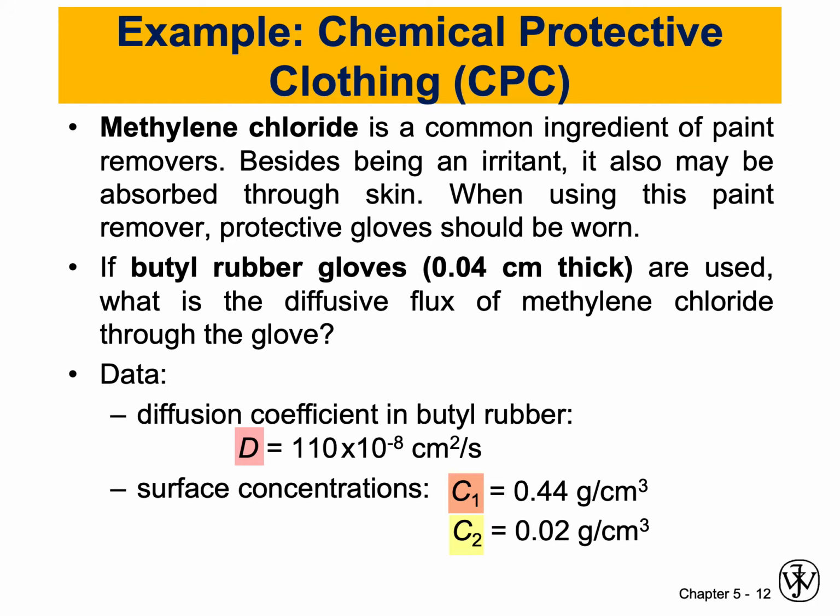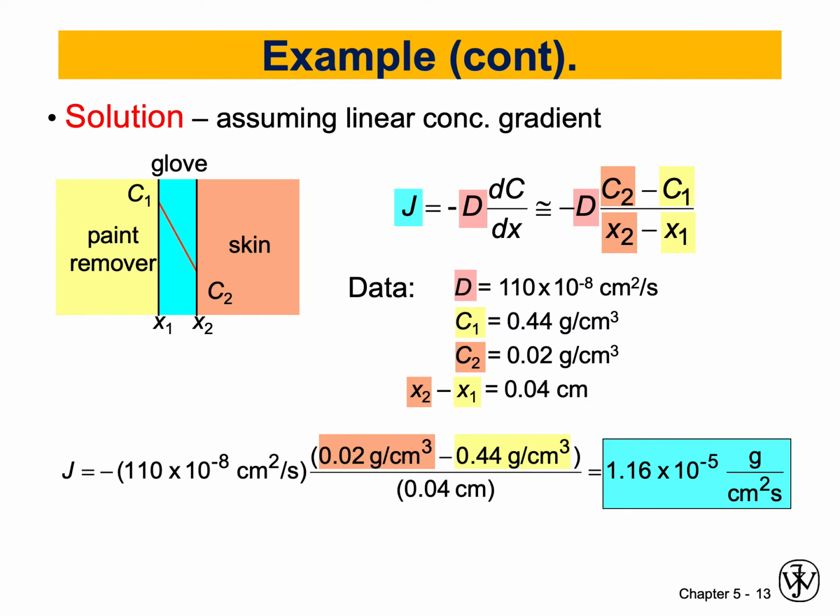To solve it, we're going to set up this schematic. This is concentration 1, where I have a high concentration of methylene chloride, and this is the skin, and this is my barrier, which is the glove, and the thickness of the glove is 0.04. Using Fick's first law, J is minus D multiplied by dC over dx, which is the concentration gradient. We are simplifying it: concentration 2 minus concentration 1 divided by the distance.